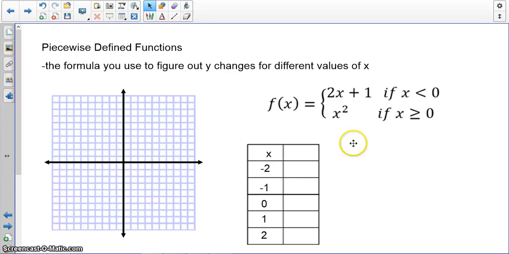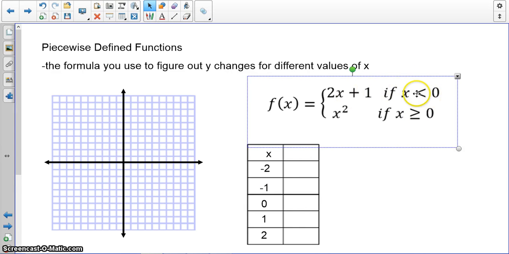So in this example, when x is less than 0, that's right here on the top one, you use the formula 2x plus 1. If x is greater than or equal to 0, you use a different formula, you use x squared.